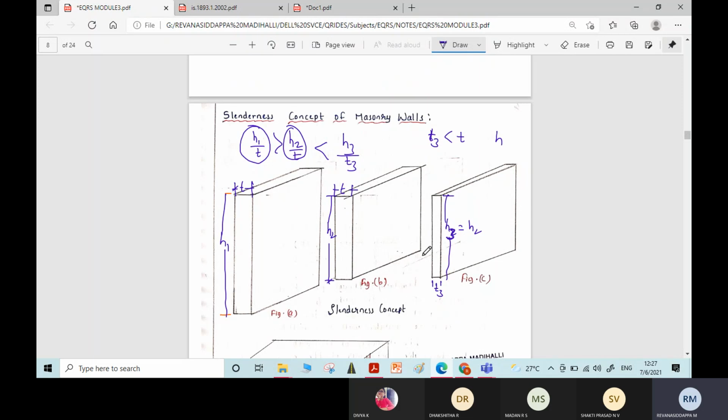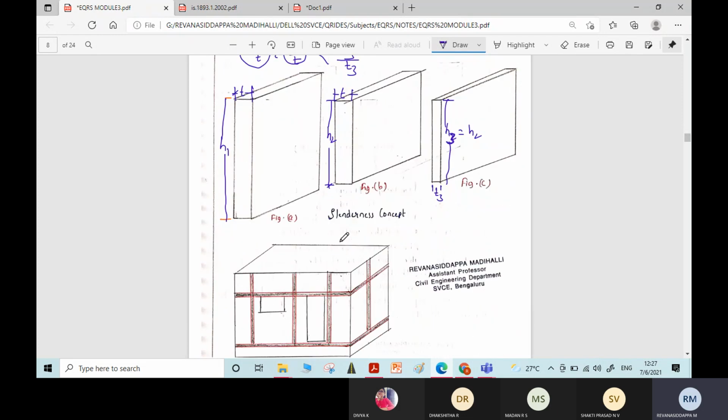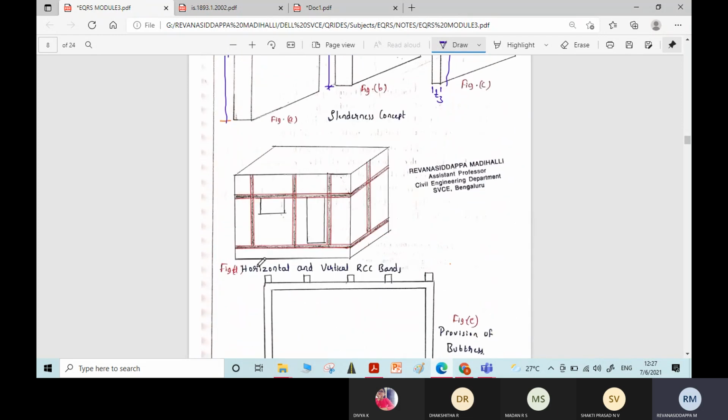Next, the question is how to overcome this, as there will be some unavoidable situations. We have to go for a certain height of the wall and a certain length of the wall. In those unavoidable situations, what is the remedy? We have the remedy in two ways. One is by providing horizontal and vertical RCC bands. Here you can see the horizontal and vertical RCC bands are provided at regular intervals.